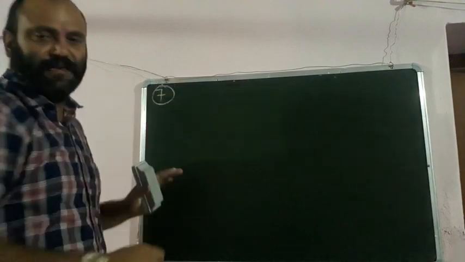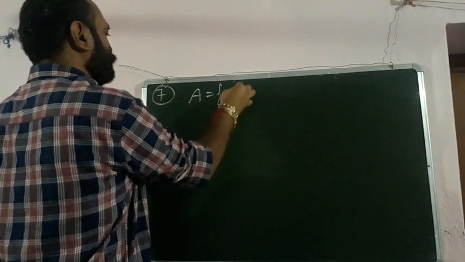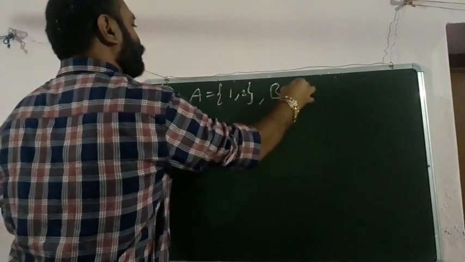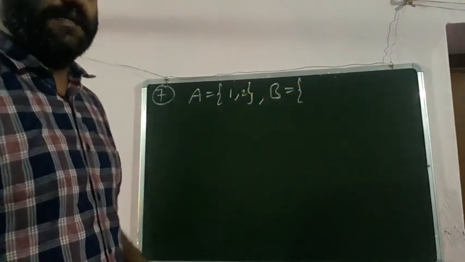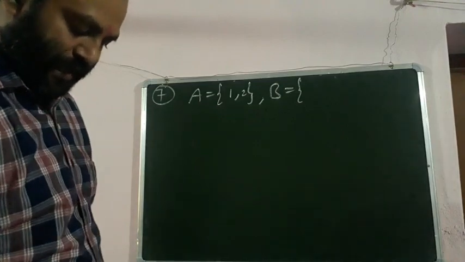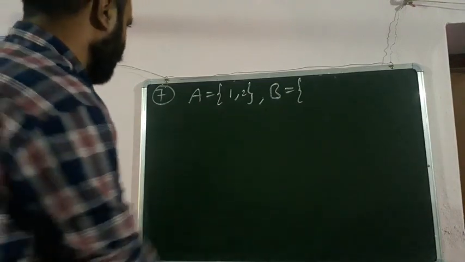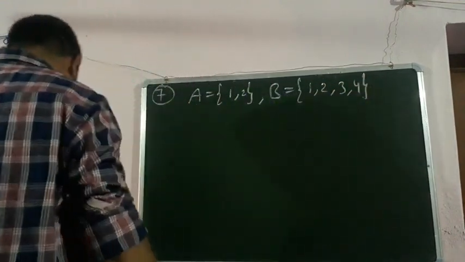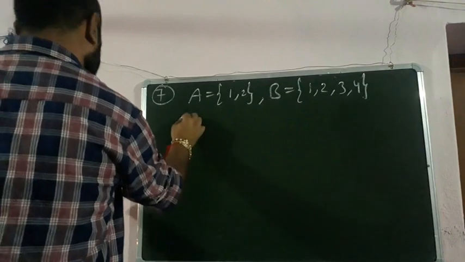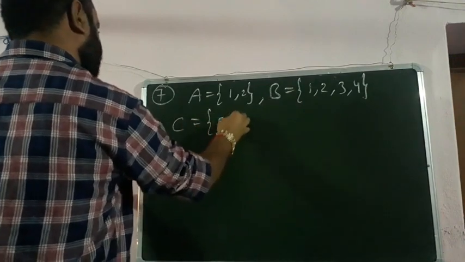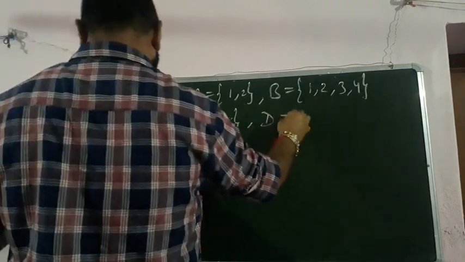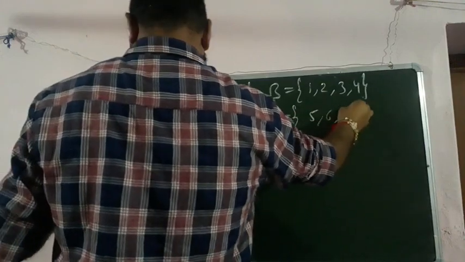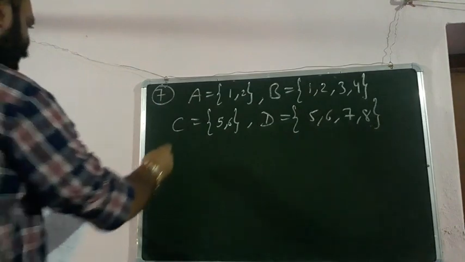Question number 7: A is equal to 1, 2, B is equal to 1, 2, 3, 4, C is equal to 5, 6 and D is equal to 5, 6, 7, 8. A has 2 elements and B has 4 elements. So these are the 4 sets. We have to verify.